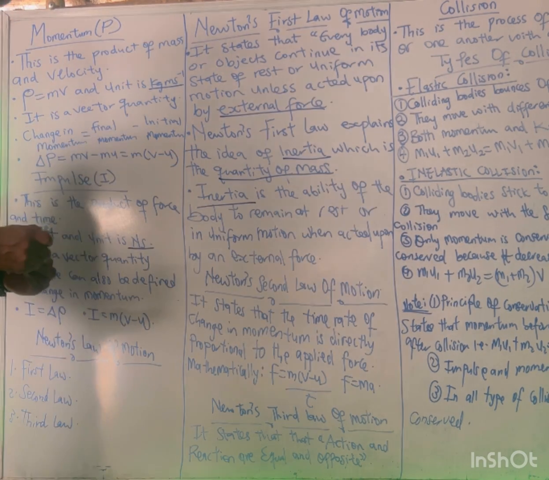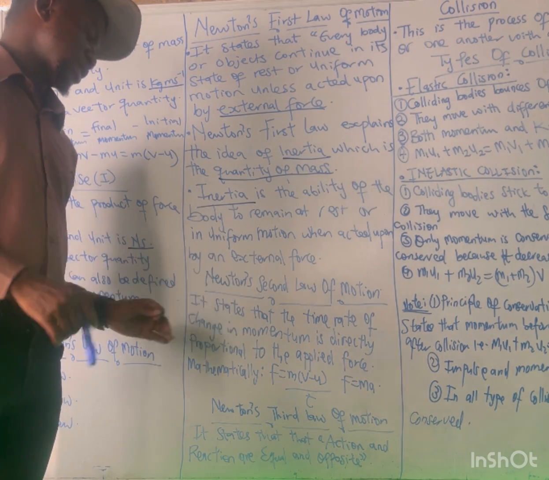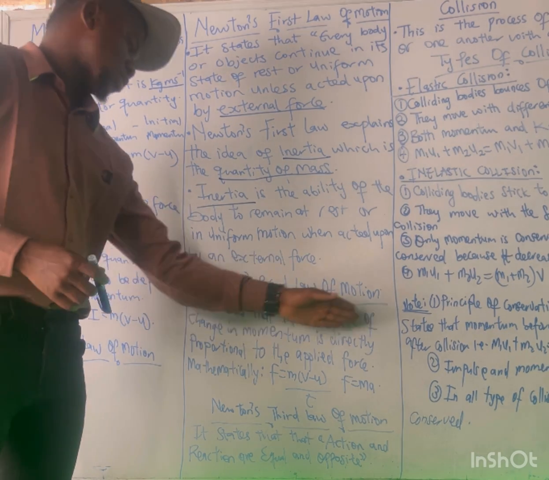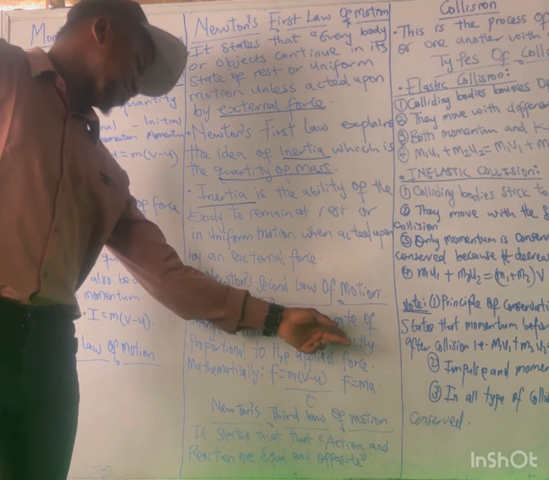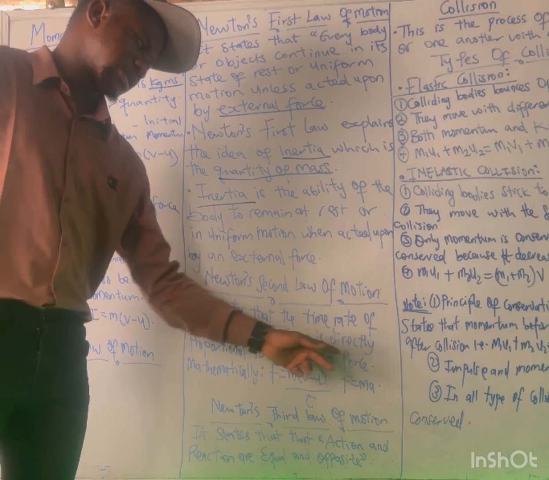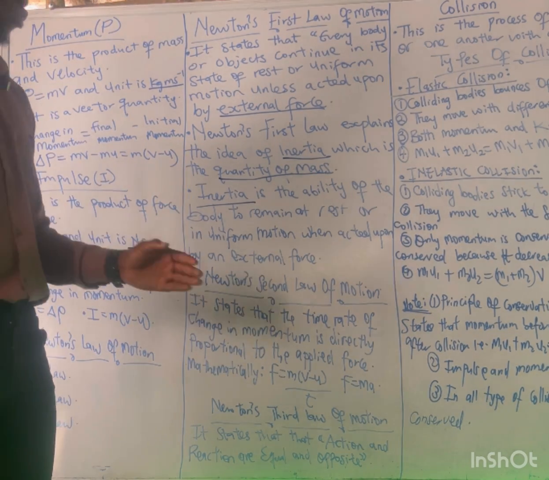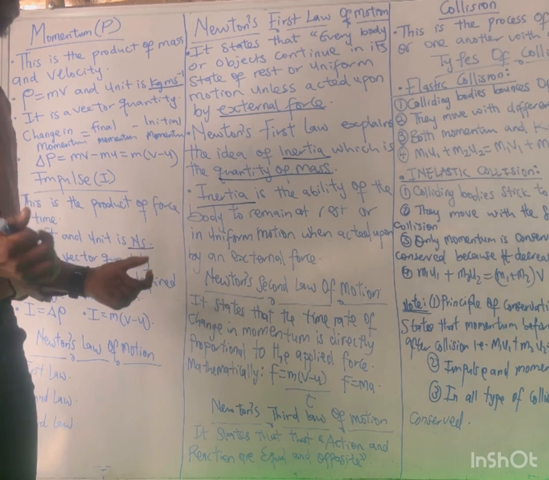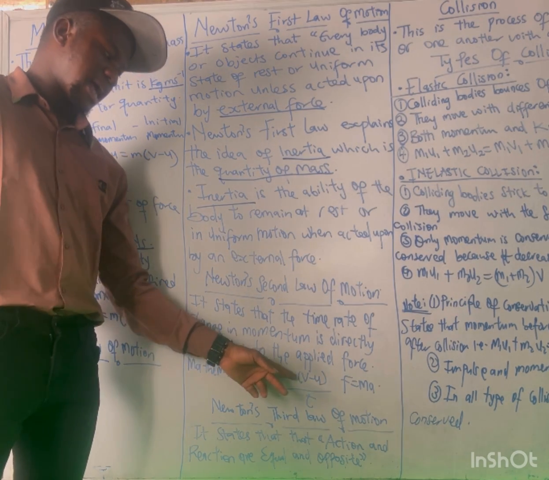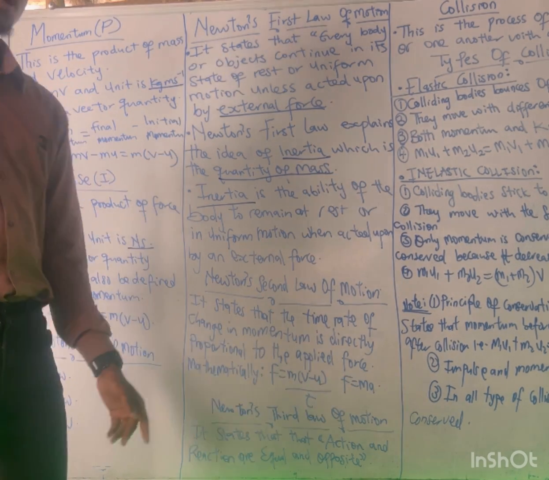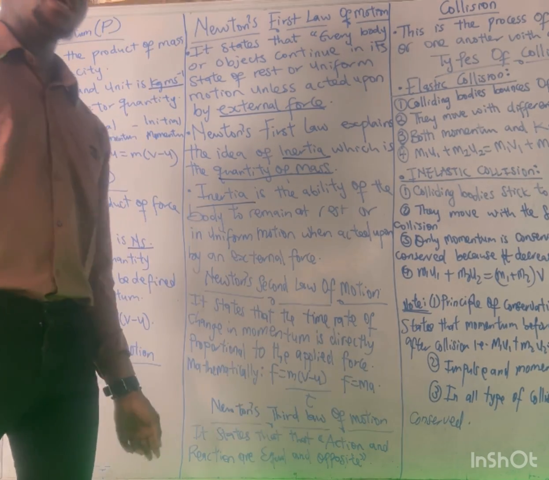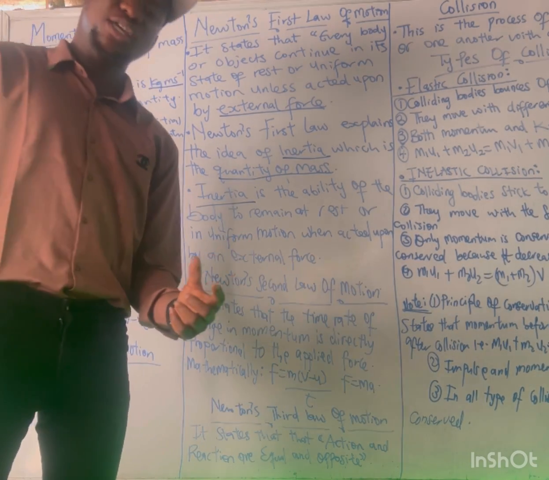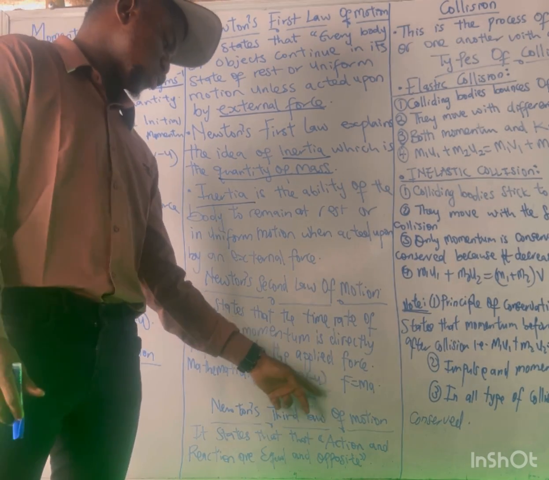We also have what we refer to as Newton's second law of motion. This states that the time rate of change in momentum is directly proportional to the applied force. The time rate of change in momentum is equal to what? Applied force. And Newton's second law of motion can be represented mathematically as F equals m(v minus u) over t. Or we say F is equal to what? ma. Because a is acceleration and it equals (v minus u) over t.